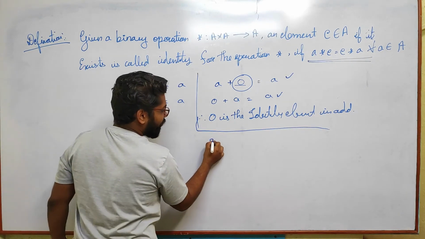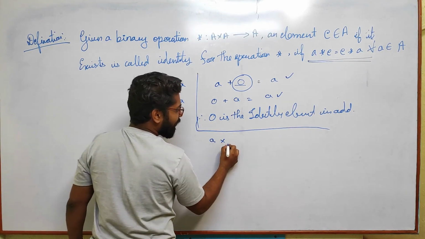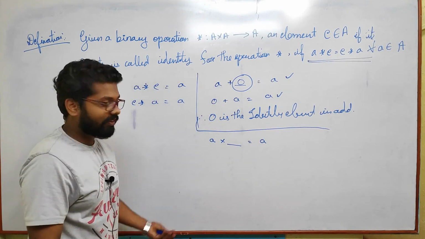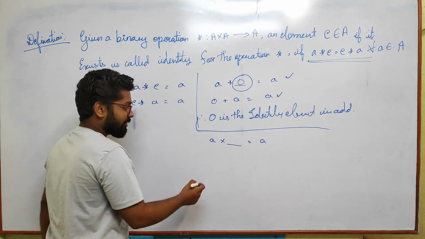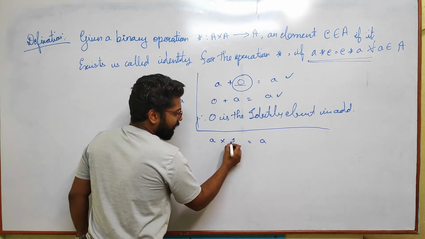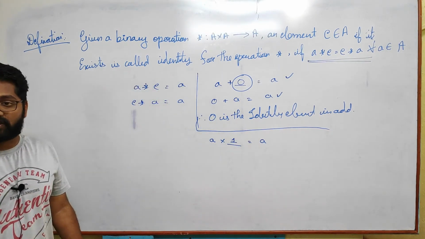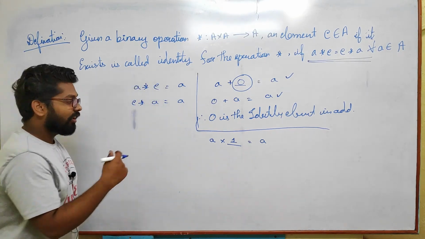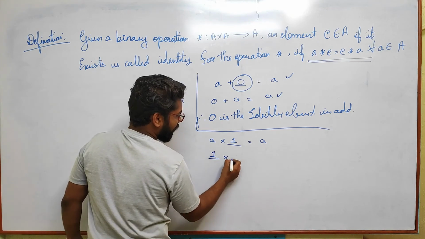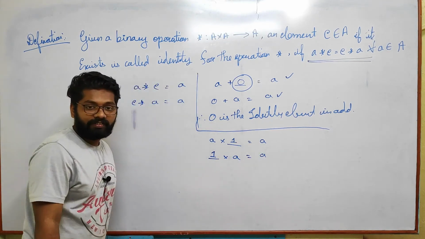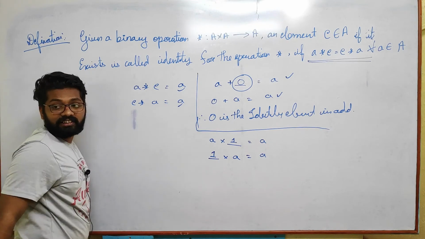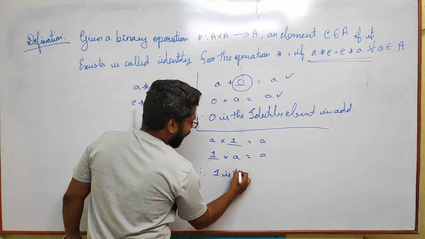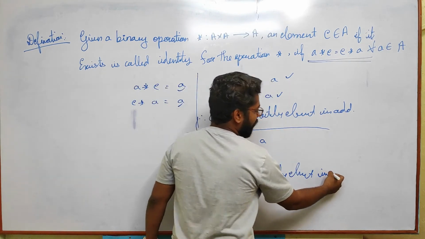Now let us see the next one. For A into something, I want some value so that I get the original number back. What number should be selected so that the same number comes back? It is of course 1, correct? 10 into 1 is 10, 100 into 1 is 100. And 1 into A is also equal to A, so both conditions are satisfied. Therefore 1 is the identity element in multiplication.